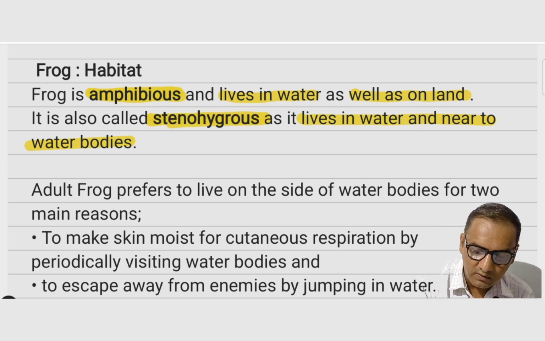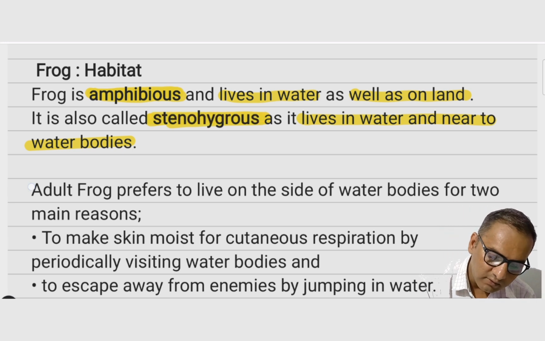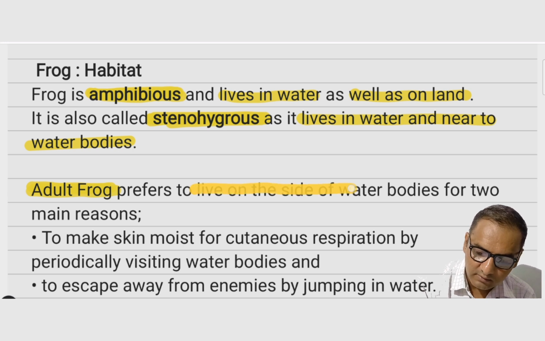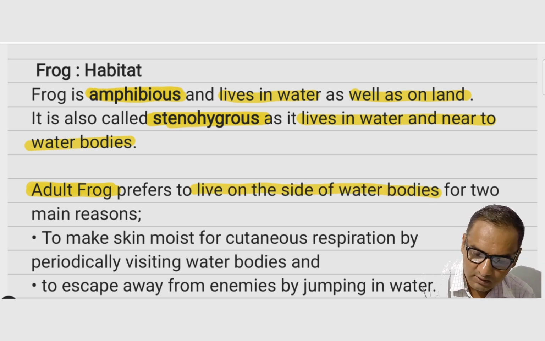So, frog is also stenohygrous. Now, the adult frog, we are studying about the adult frog. So, let us first discuss the adult frog. The adult frog prefers to live on the side of water bodies. Water bodies means like pond, river, ditches.